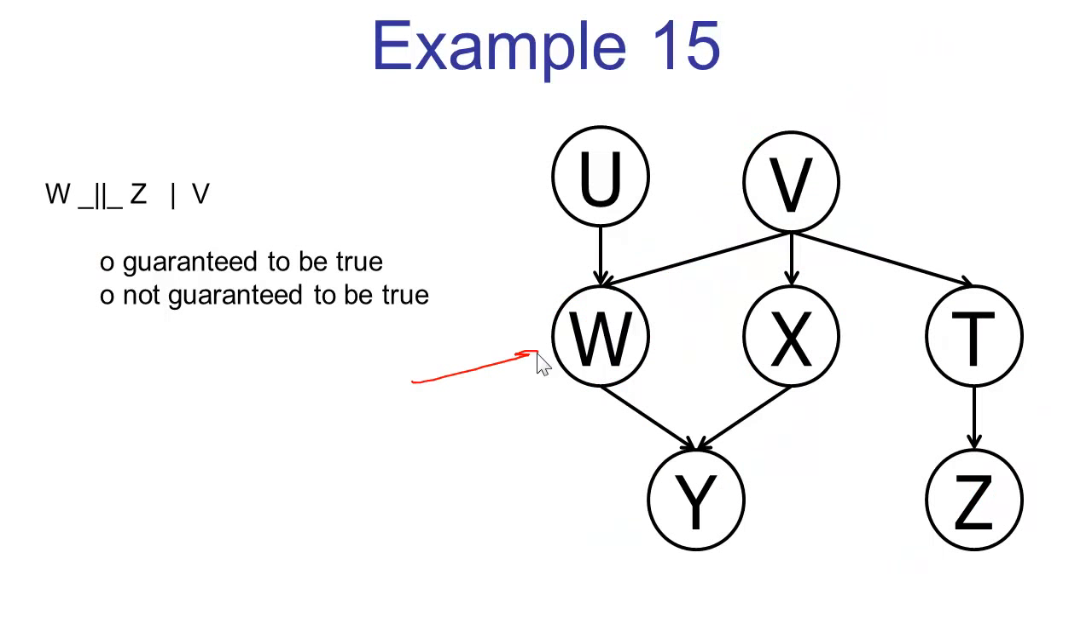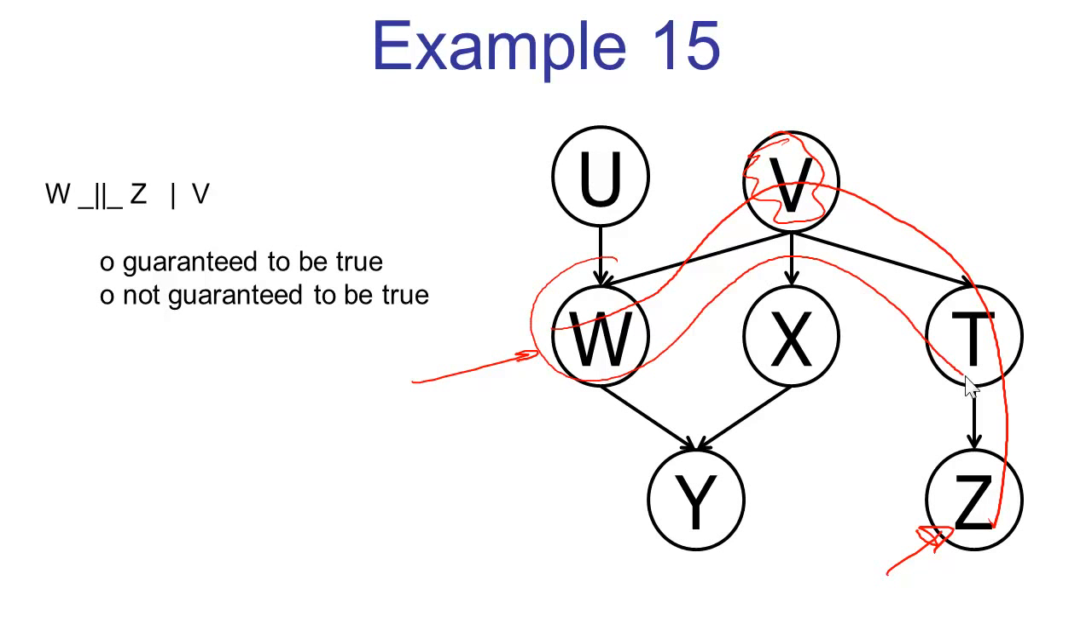We're asked about W and Z, where V is observed. Okay, let's see. There is this path here, WVTZ. 2 triples along the path. I'm going to first check this triple here, WVT. That's a common cause with the middle node observed, so that's an inactive triple. An inactive triple along the path means the entire path is inactive, so we're done checking the WVTZ path. It's an inactive path. Here's another path, WYXVTZ.